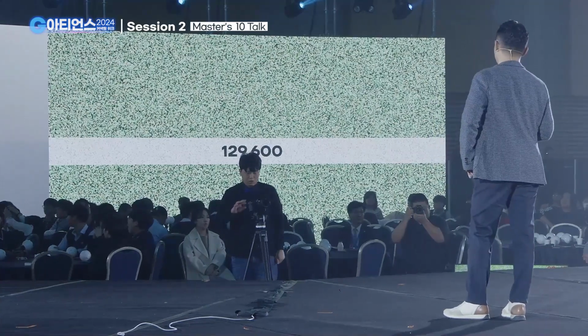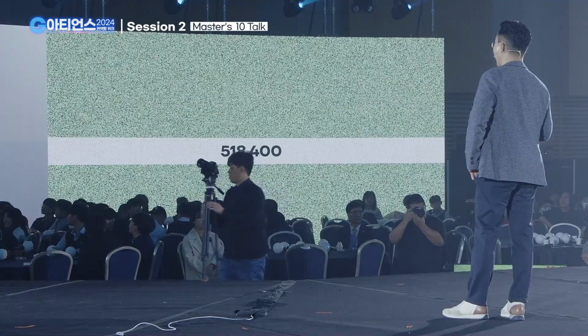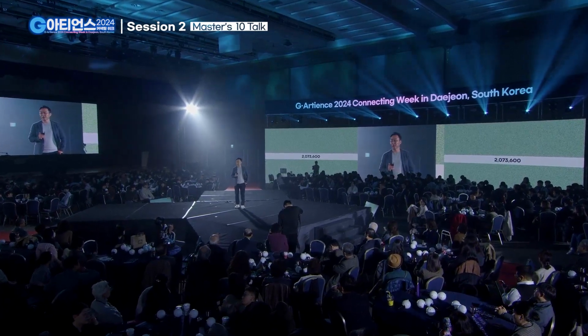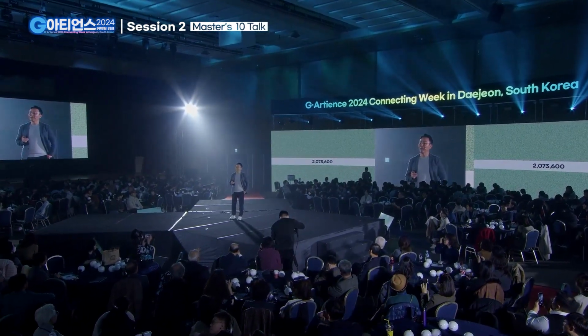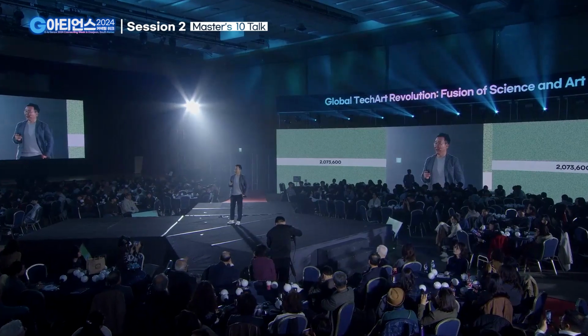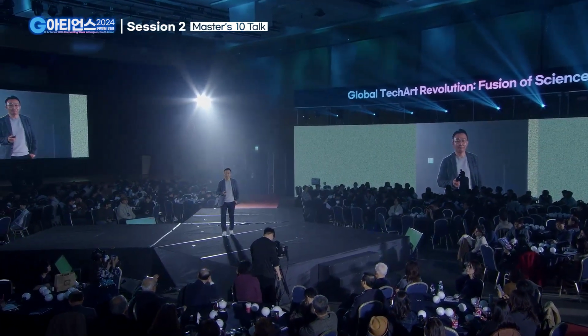32,000, and now it goes beyond 100,000, and it is now over 500,000, and we're near the last stage, and it is over 2 million. So over 2 million means the average monitor. So with these small pixels, what can we do?